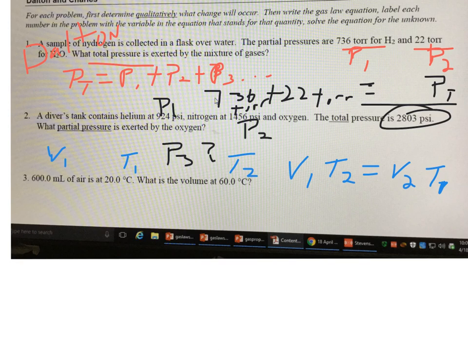Yep, you're going to convert 20 into Kelvin. So the 20 plus 273 is how much? 293. Yep, 293, and so this is my T1. And now the 60 plus the 273 is going to give me what? 333 K. Very good. Okay, so now let's go ahead and do the problem.